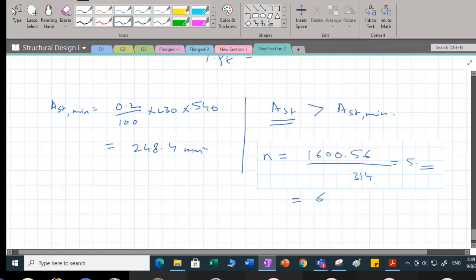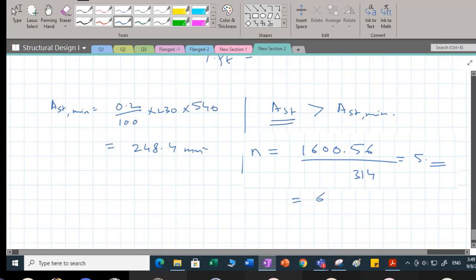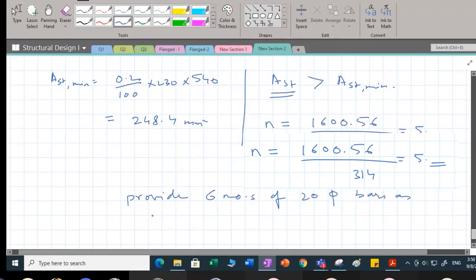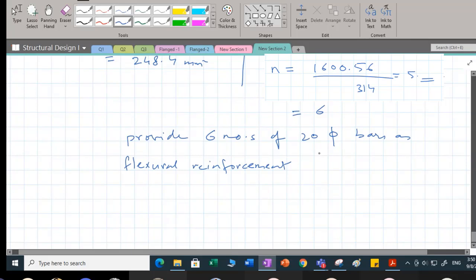Okay, it has to be a whole number, because it will come something 5 point something. The number of bars has to be a whole number. So you will say provide 6 numbers of 20 dia bars as flexural reinforcement. Okay, so this is how you can do it.